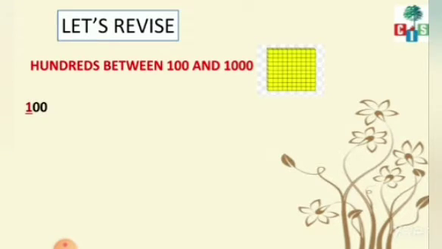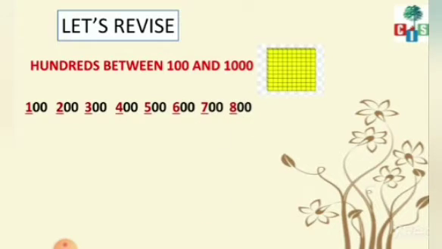The first number between 100 and 1000 is 100. Then 200. Then comes 300. Then 400. After 400, 500, 600, 700, 800, 900, and what will be the last one? 1000. If you look at these numbers carefully, I have underlined the hundreds place value.